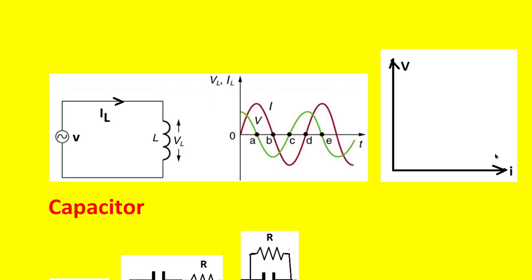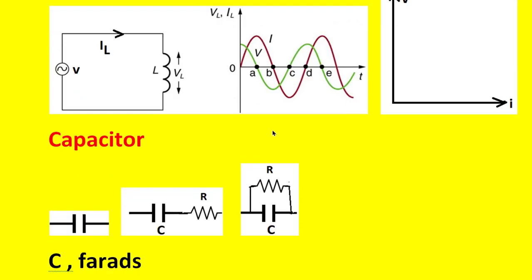So here we assume that the vectors rotate in the anti-clockwise direction. If you look at the waveforms of the voltage and the current, we find here voltage leading the current by 90 degrees. This is the voltage waveform, whereas this is the current. So current lags the voltage by 90 degrees.